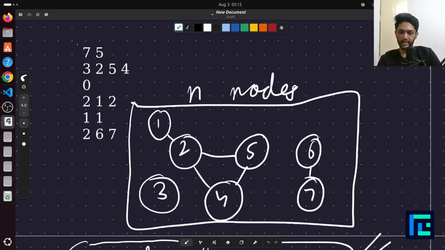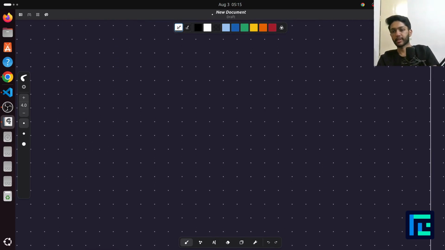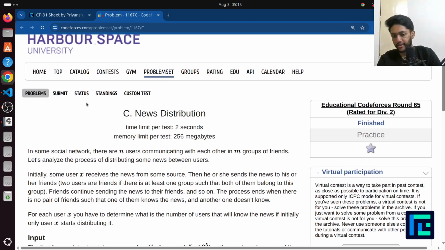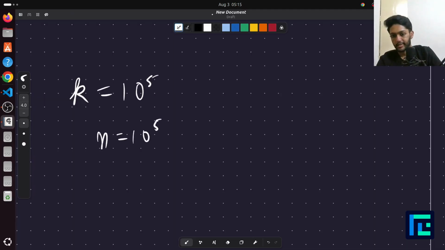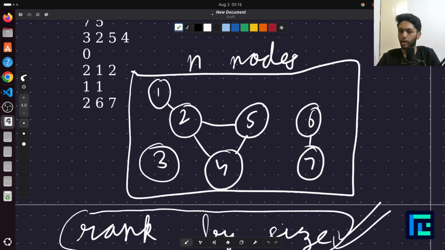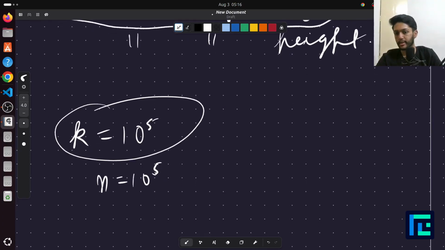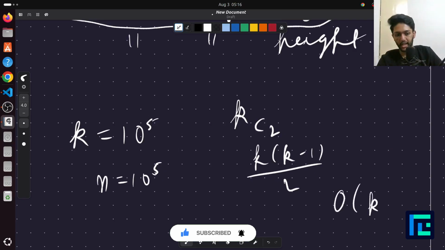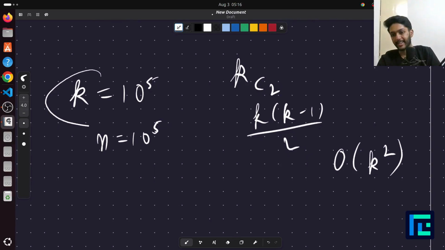Why? Because let's say I have a group whose size k is 10 to the power 5. And that is allowed, right? That is possible, because if n is equal to 10 to the power 5, then it might happen that every person is in the same group. In that case, if I draw an edge between all the pairs of users in the same group, then I'll have to draw kC2 edges, that is k into k minus 1 by 2. That means order of k square edges I'll have to draw, right? But since k can be up to 5e5 in fact, this order of k square edges I cannot draw.